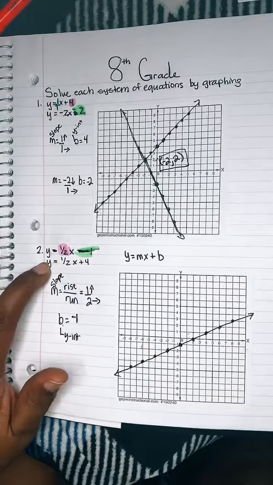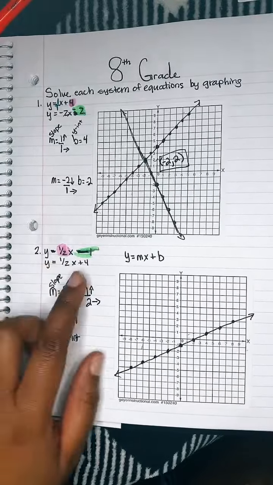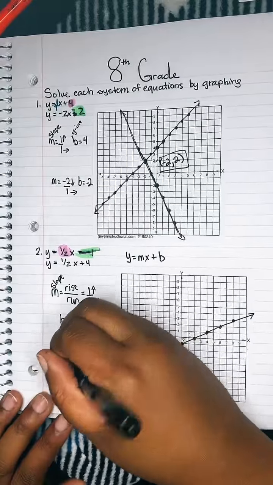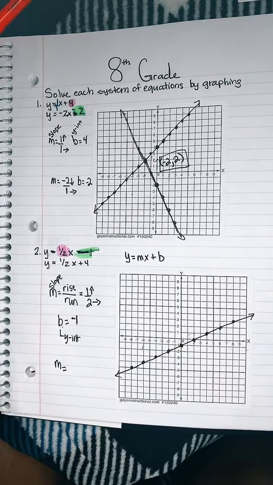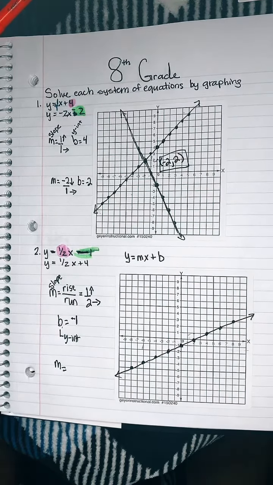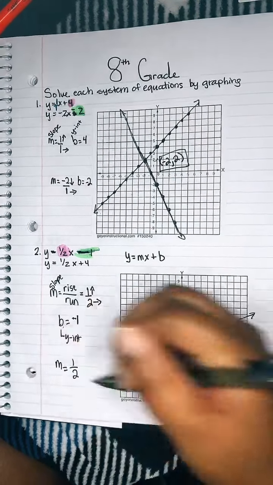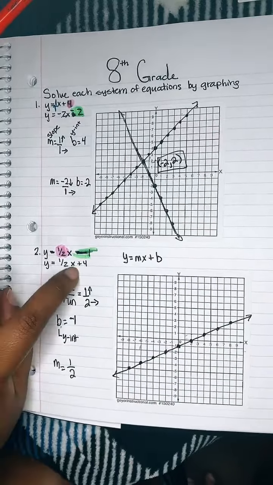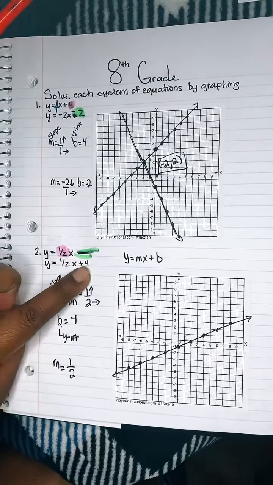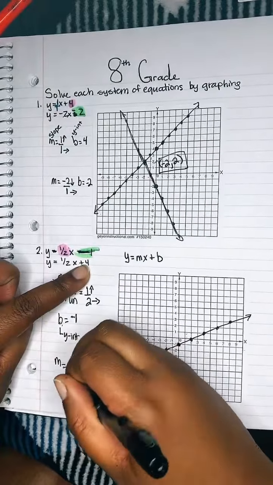Now, let's look at the second line. Can you guys tell me what the slope is for the second equation? Good, Tiffany. Good. Gypsy said 1/2. Perfect. 1/2, because it's the number that's attached to the X. So my B is going to be 4.